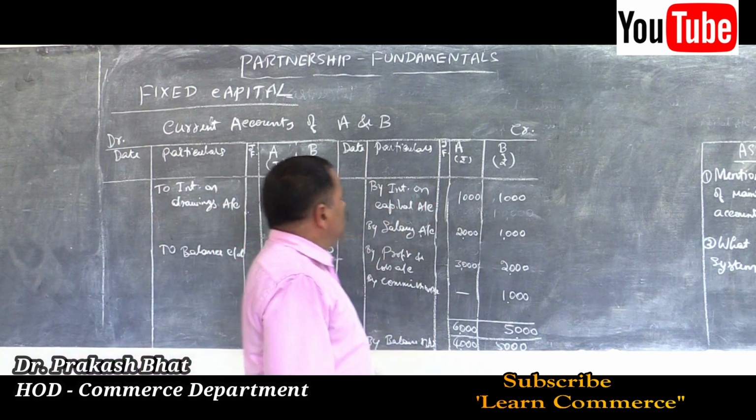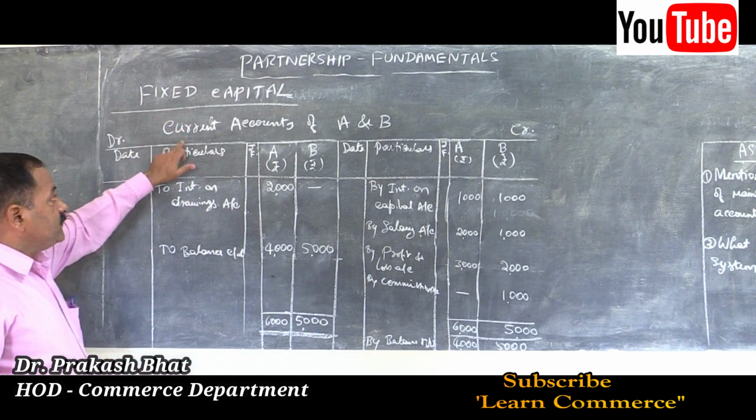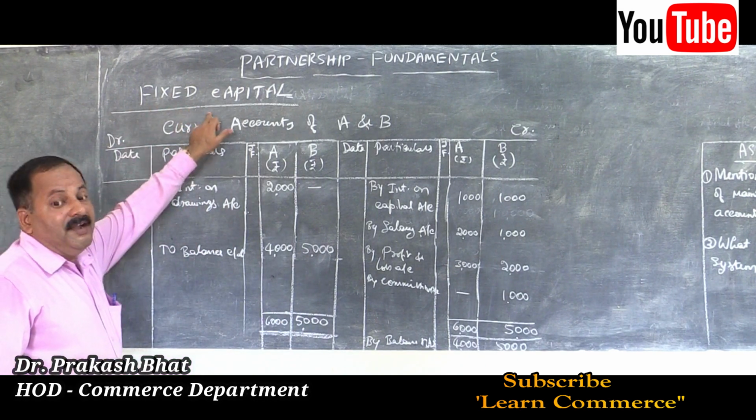Now let us move on. The other one, that is the alternate, that is the fluctuating capital method.